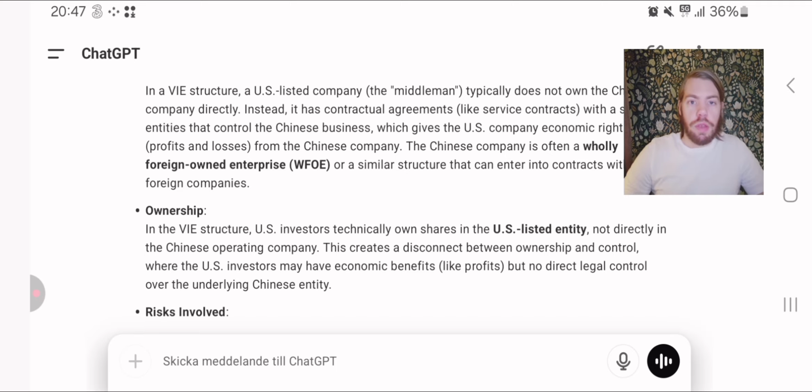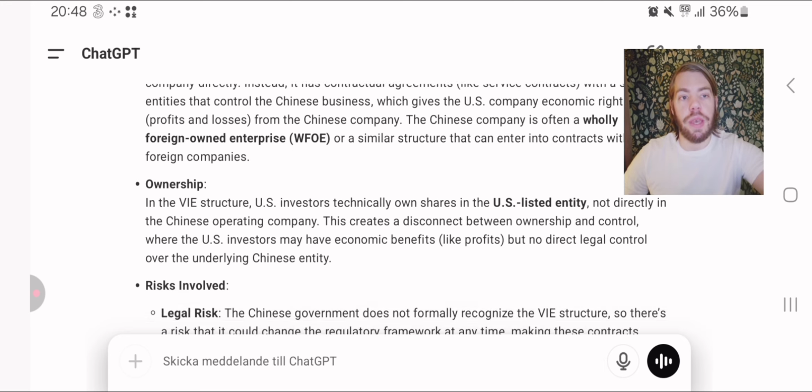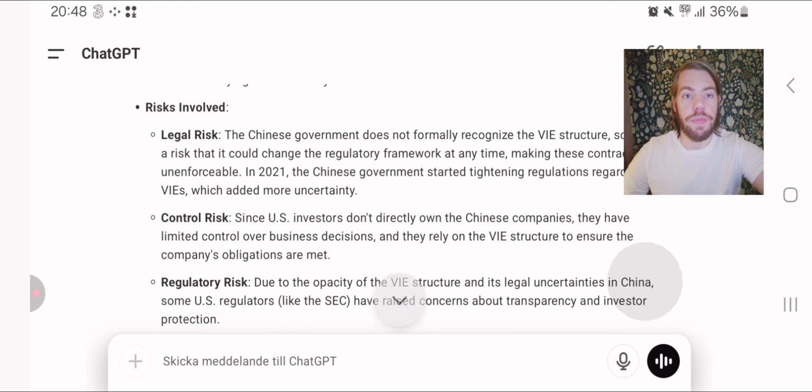So what you need to know about the VIE structure is that US investors, for example, it can be Canadian investors or German investors, they own shares in the US listed entity. So it's not directly in the Chinese operating company, which then creates a disconnect between the ownership and the control of the company. So, as I said before, you can have the profits, but you will not have direct legal control over the underlying Chinese entity. And this means some risks.